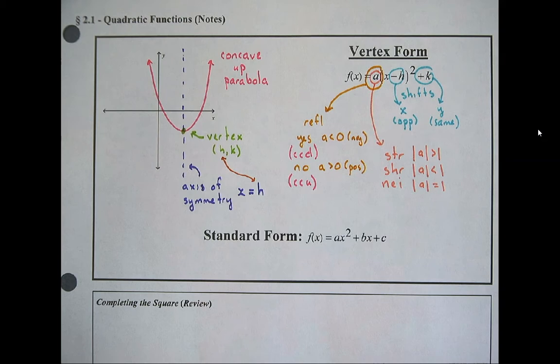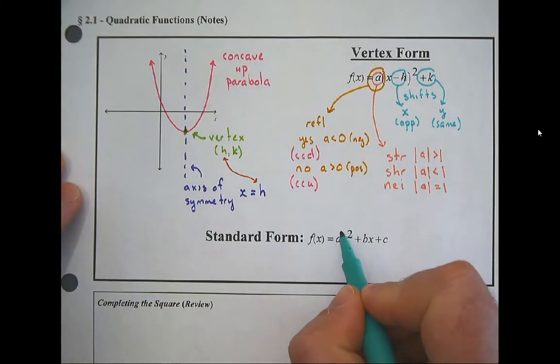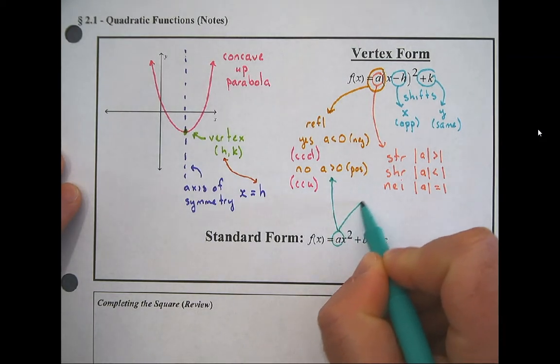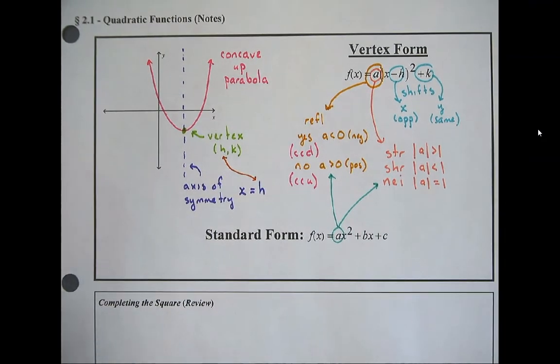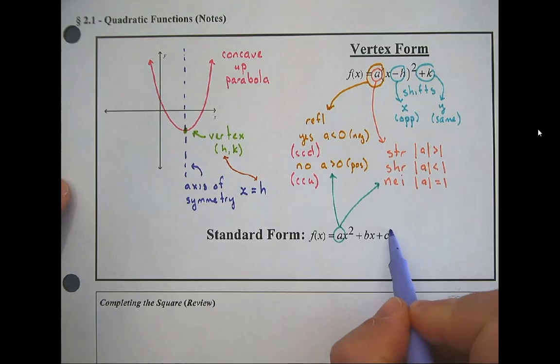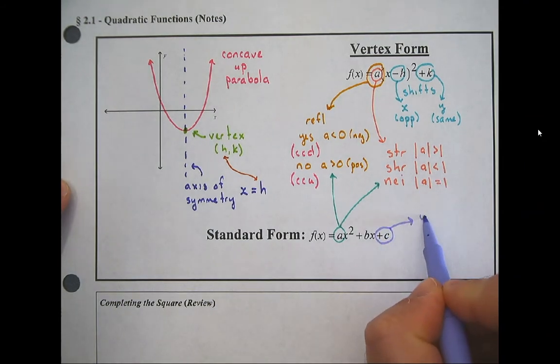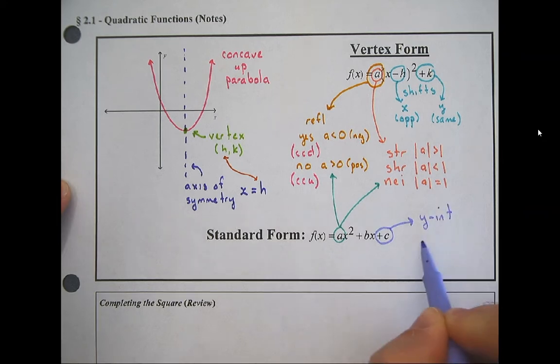Standard form is not as helpful. It does give us a couple of things. First of all, this value out front still determines stretch, shrink, or neither, and then reflections. This value at the end, the constant, turns out to be the same as the y-intercept. Remember, all y-intercepts have an x value of 0.